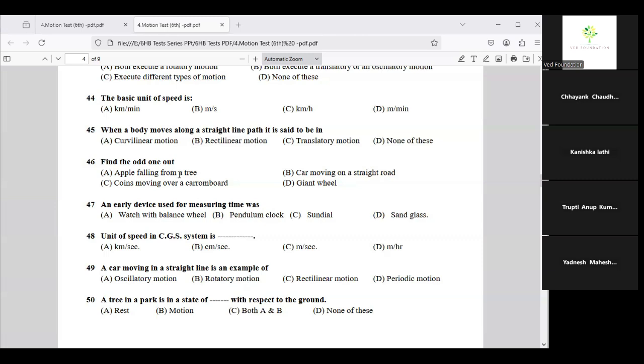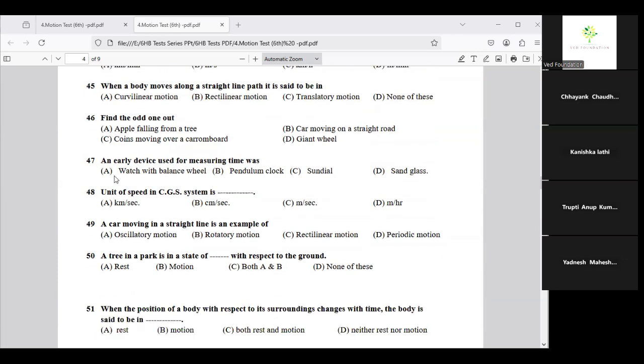46. Find the odd man out. Option A, apple falling from a tree, rectilinear motion. Car moving on a straight road, rectilinear motion. Coins moving over a carom board, rectilinear motion. Giant wheel, circular motion. So odd option is option D.